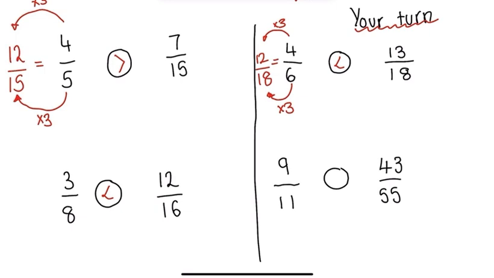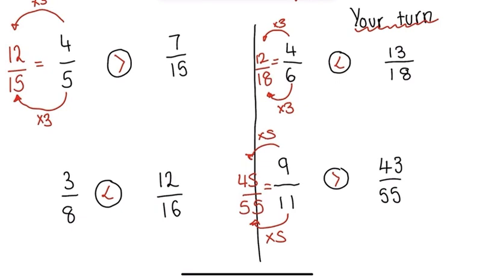This next one then, let's make this over 55. So I can see there I've times the bottom by 5. So I have to times the top by 5. So I've got 45 over 55. Now 45 over 55 is bigger than 43 over 55. Hopefully that's given you an idea about how to compare fractions.